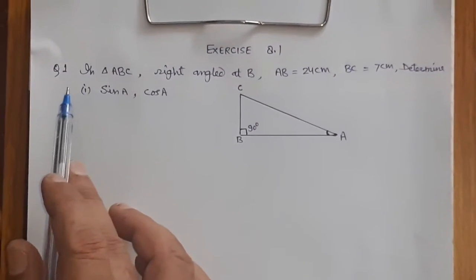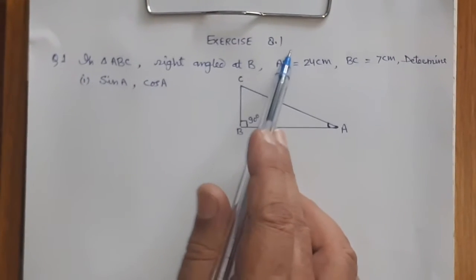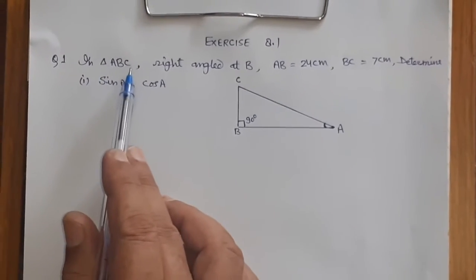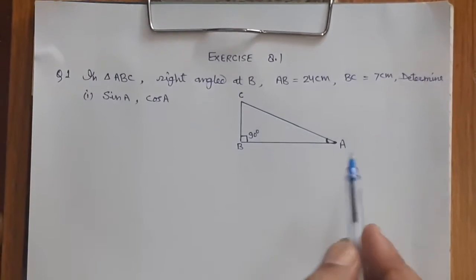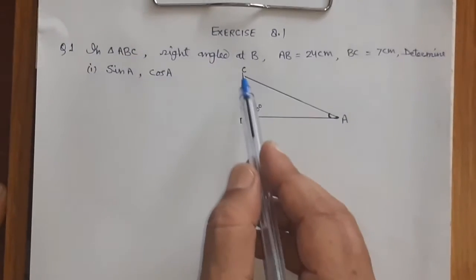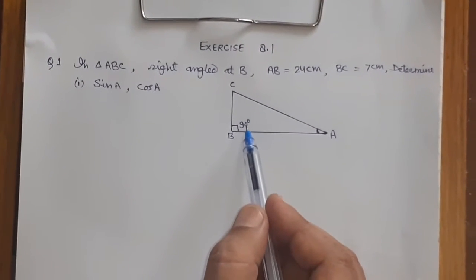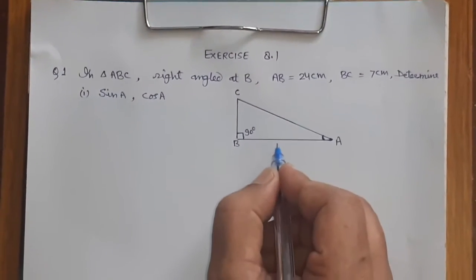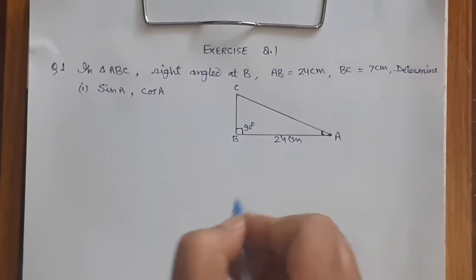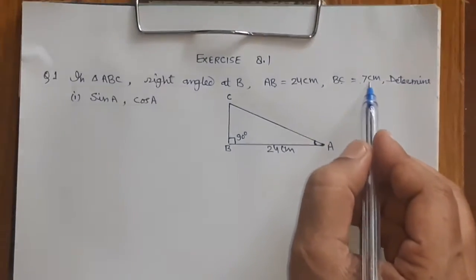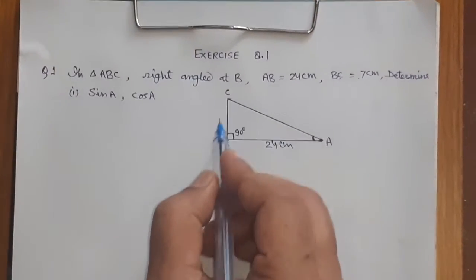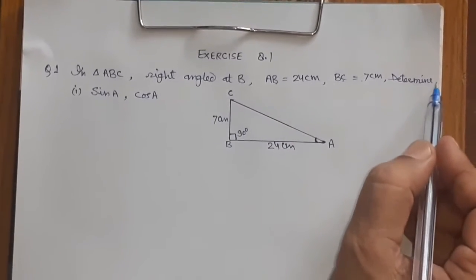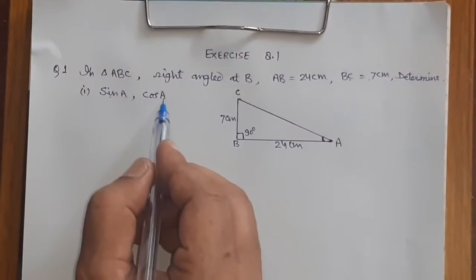Today we will solve exercise 8.1 and question number 1. In triangle ABC, right angled at B. This is triangle ABC, right angle at B. AB equal to 24 centimeter. This is AB, 24 centimeter. BC equal to 7 centimeter. Determine sin A and cos A.